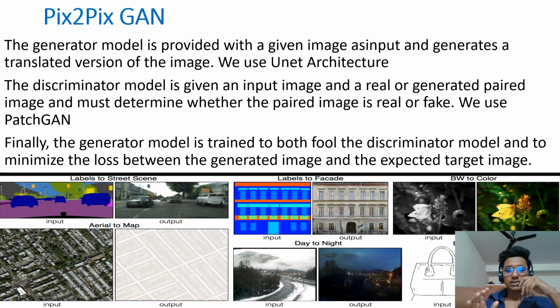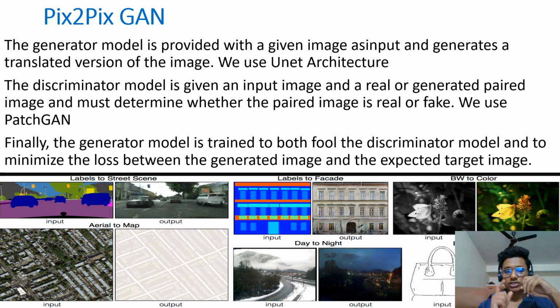Coming to the pix-to-pix GAN. As we know, we are going for the SAR images, and we are going to use pix-to-pix GAN. So what is a pix-to-pix GAN? This is mainly a combination of a discriminator and a generator. So we'll learn about the discriminator and generator now.